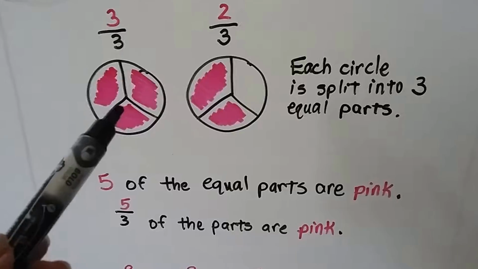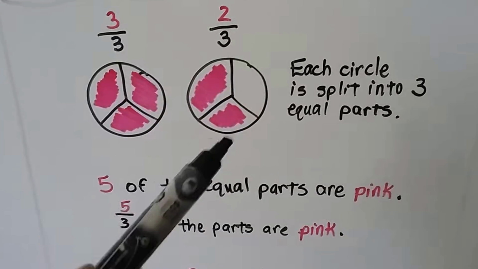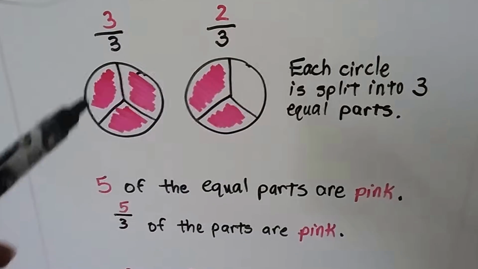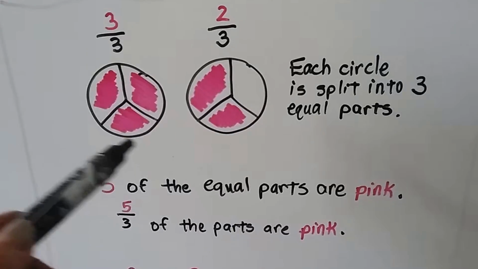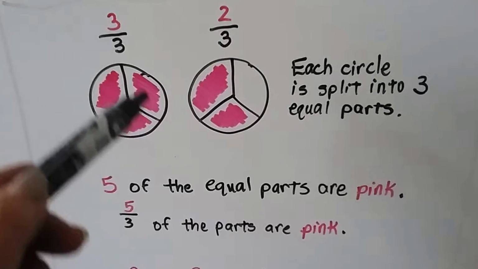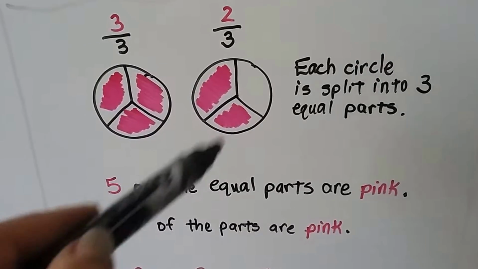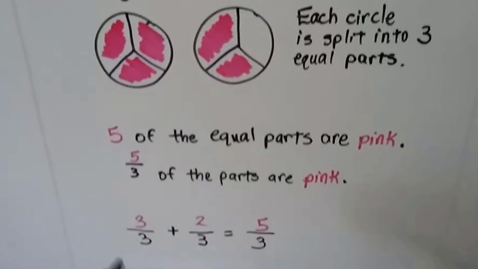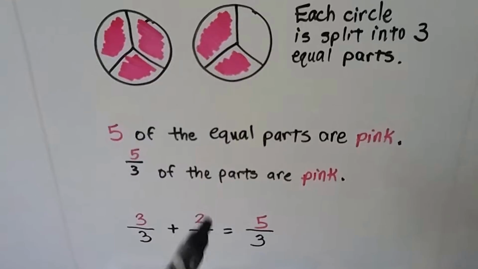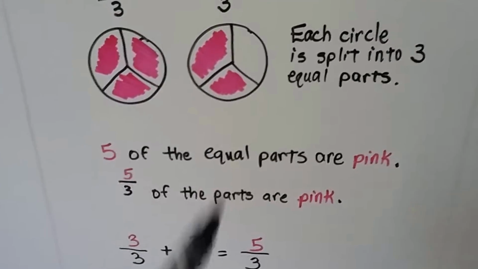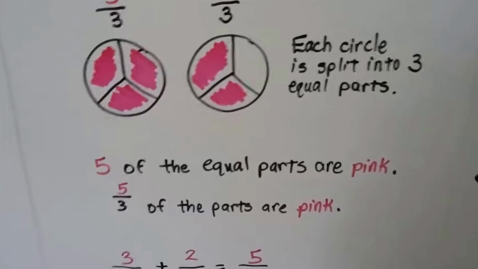A lot of people get confused because they say, well, there's 3 parts here, 3 parts here, that's 6 parts. But no. It was split into 3, okay? So we're looking at it as 2 separate entities. This is 3/3, that's 2/3, okay? We can actually add the 3/3 and the 2/3 to get 5/3. And we'll talk about that more in this lesson also, all right?